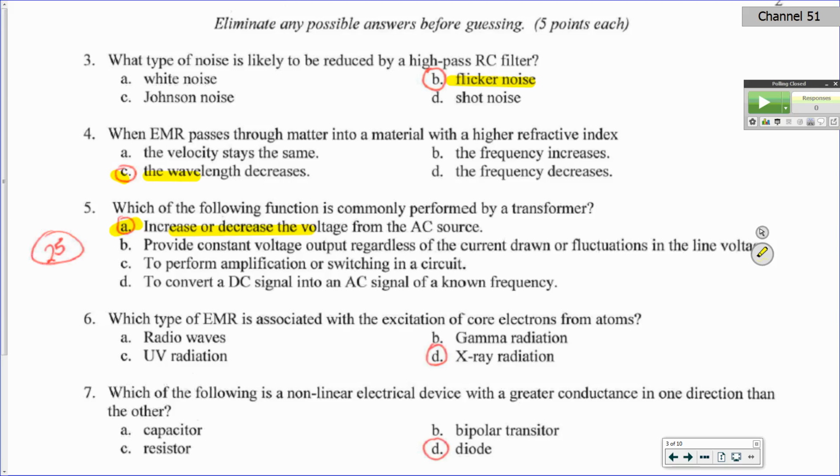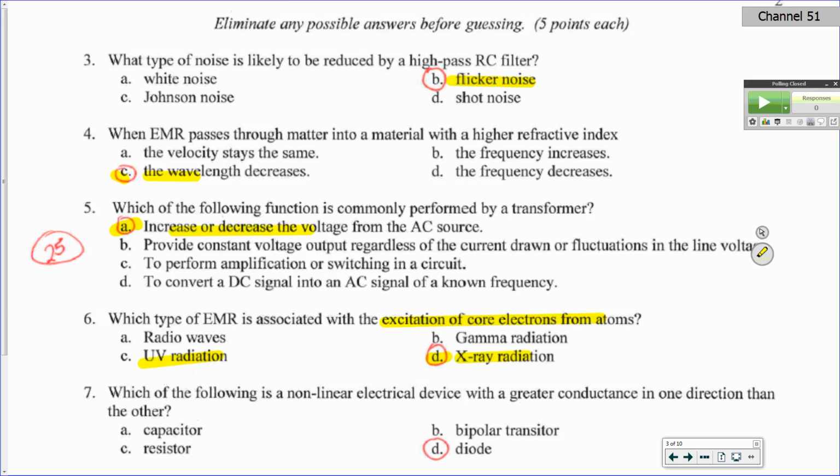Which type of electromagnetic radiation is associated with the excitation of core electrons from atoms? That was on that table. I told you you're going to have a question over that. It's X-rays for core electrons. UV is for valence electrons, but core electrons are X-rays.